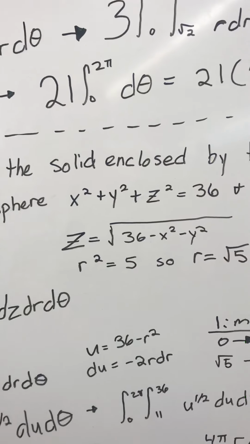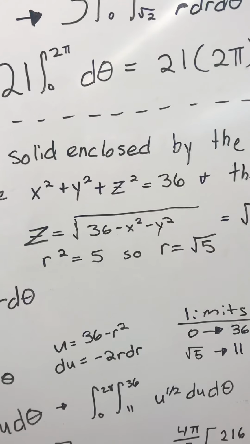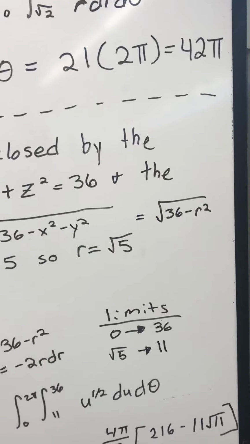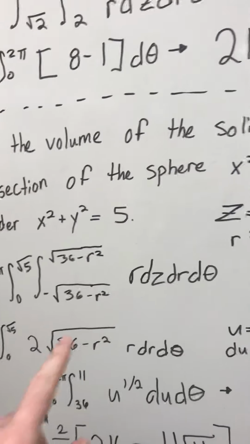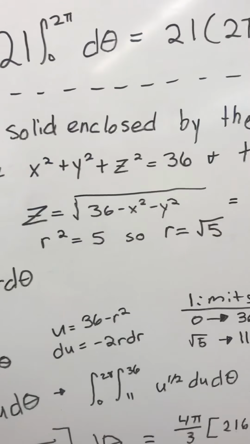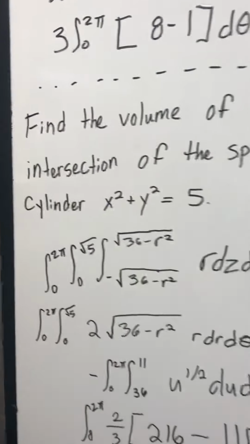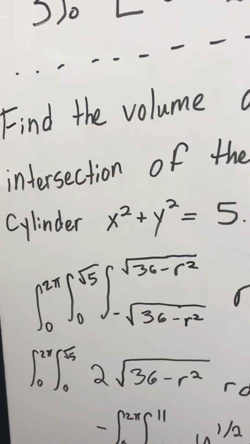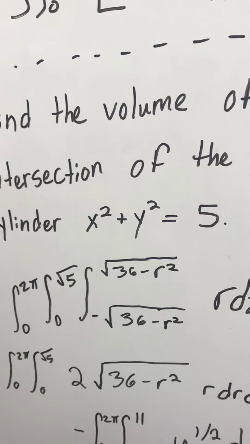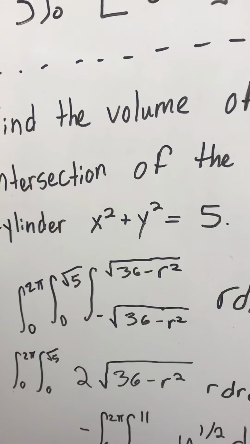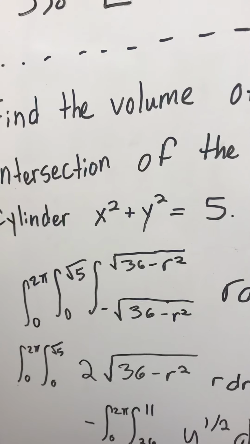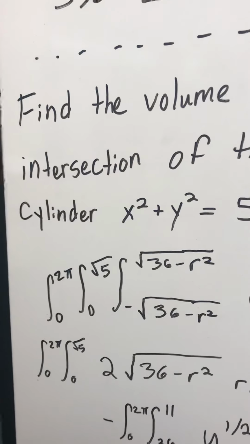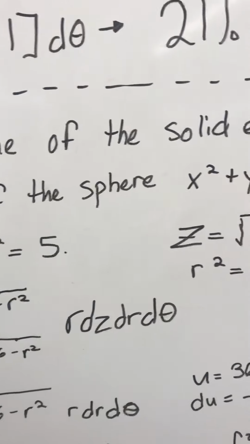So you solve for z, and you get the square root of 36 minus x squared minus y squared, which also equals the square root of 36 minus r squared. R squared equals 5, so r equals the square root of 5. And we're getting this whole sphere cut with a cylinder. So z goes from negative square root of 36 minus r squared to positive square root of 36 minus r squared, r is 0 to the square root of 5, and since we're getting the whole thing, theta is 0 to 2 pi, with r dz dr d theta.